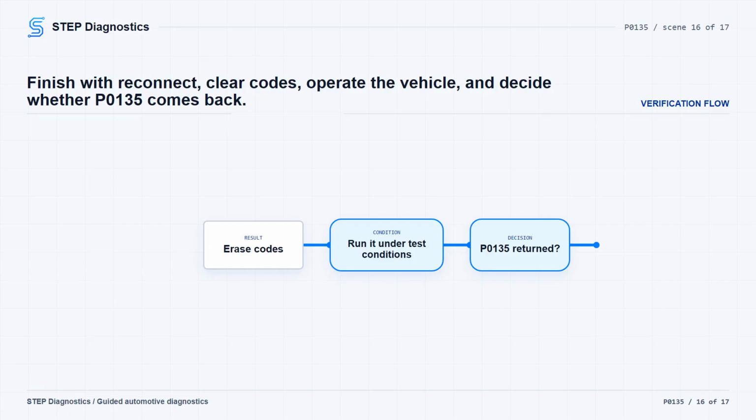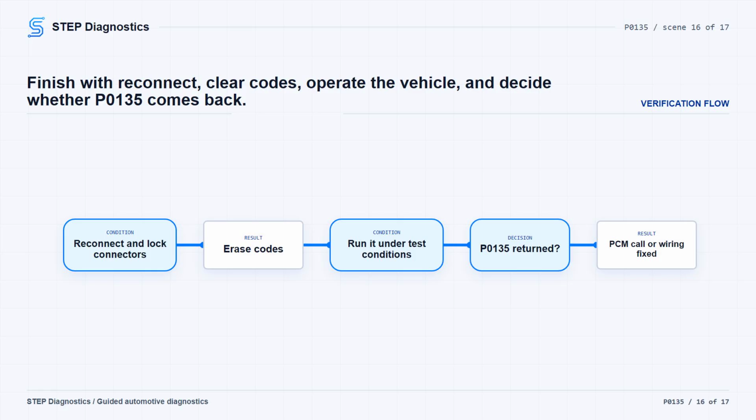Erase the codes, test drive or operate the vehicle under the monitored and set conditions, and read the codes again. If P0135 returns after those checks, replace and program the PCM, then verify the repair and confirm the code stays gone. If the code does not return, the wiring or poor connection problem has been repaired, and you still finish with repair verification.